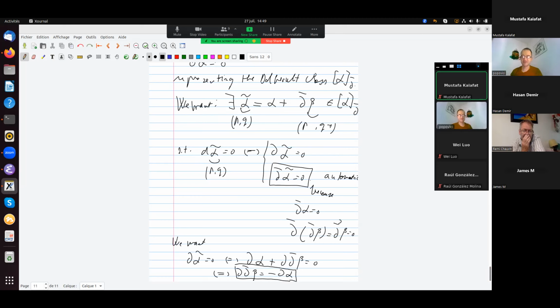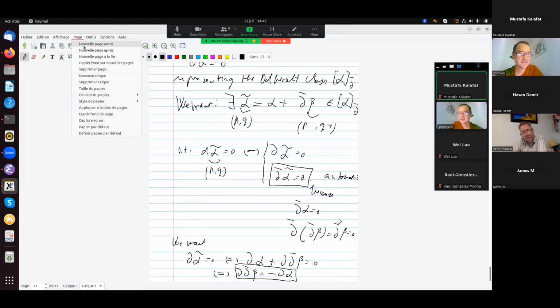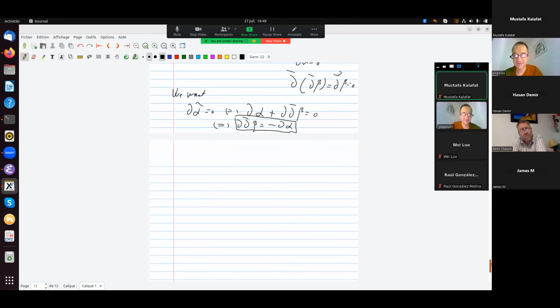In other words, we can find such a beta if and only if the right-hand side term, which is minus del alpha, is D D bar exact, right? In the image of D D bar, right? So this equation is solvable. In other words, such a beta exists if and only if the right-hand side term, del alpha or minus del alpha is the same thing, is in the image of D D bar. It is D D bar of something. And this is where we're going to use the D D bar assumption, right?